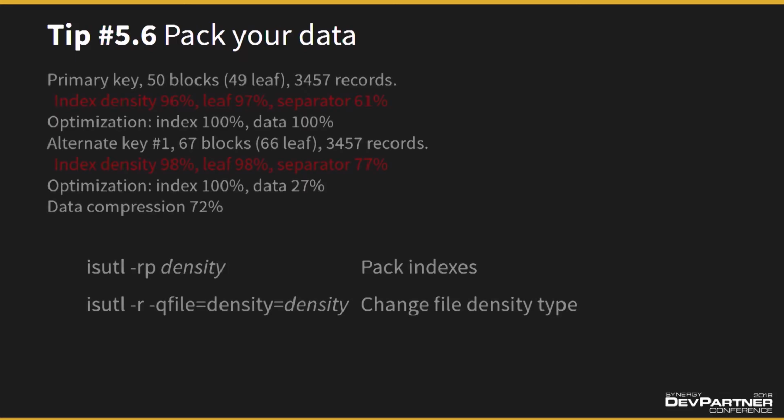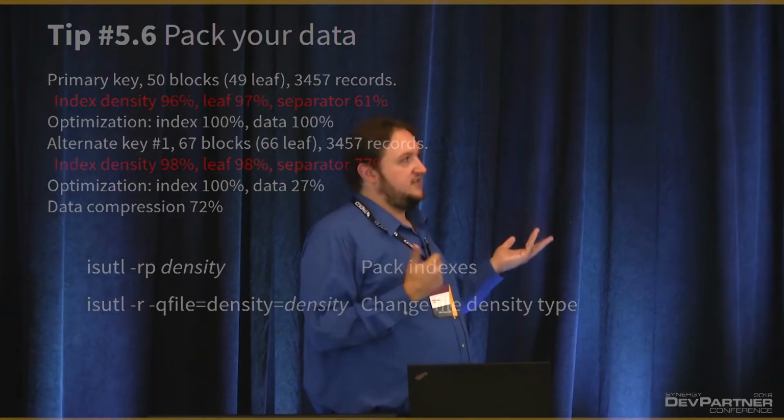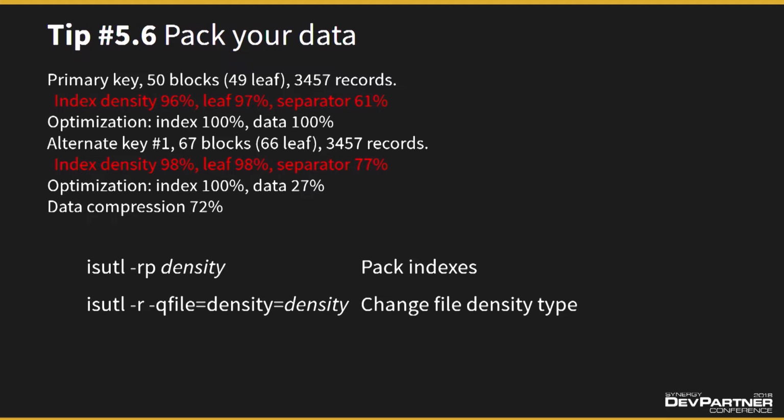Next, packing your data. In here, we're talking about the index densities, the leaf densities, and separator blocks, those individual blocks I was talking about. If you have a file that doesn't get frequent writes or changes, and you mostly are doing reads to it, consider doing an ISUL-RP on that and put it to about 90% density to really pack up those indexes and help your performance.